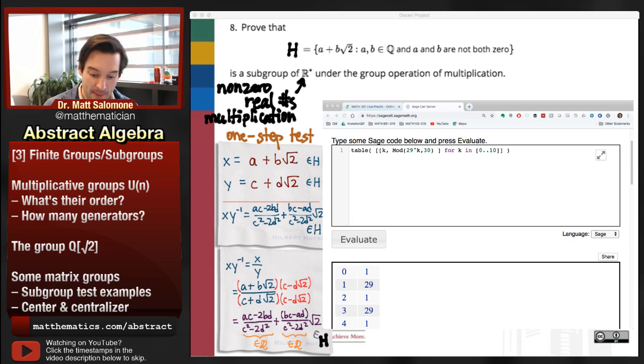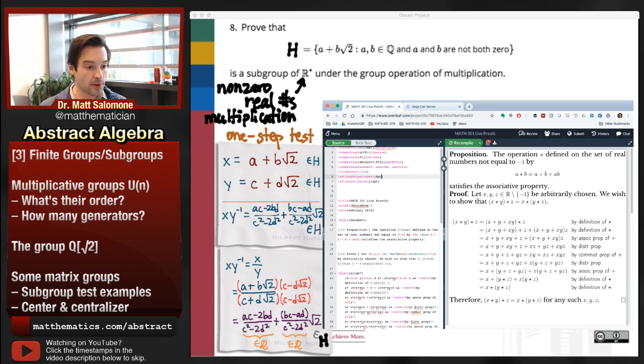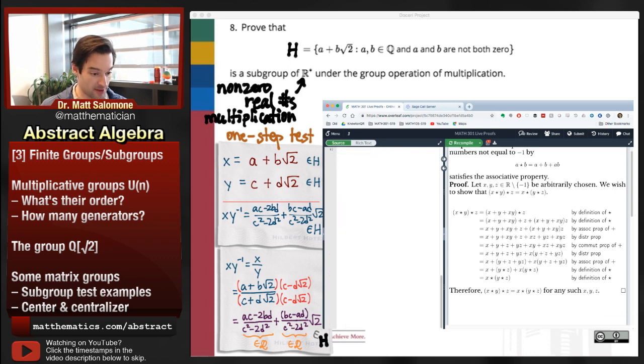All of the scratch work that would be needed to justify to ourselves why it is that this subset of R star, the real numbers that are a rational multiple of the square root of 2 added to another rational number, why that subset of R star is in fact better than a subset. It's actually a subgroup. So let's go through the process of writing up that proof, just so that we can get some more practice with that before we look at our last topic for the day, which I want to look at some matrix groups and talk about the topics of center and centralizer as well.